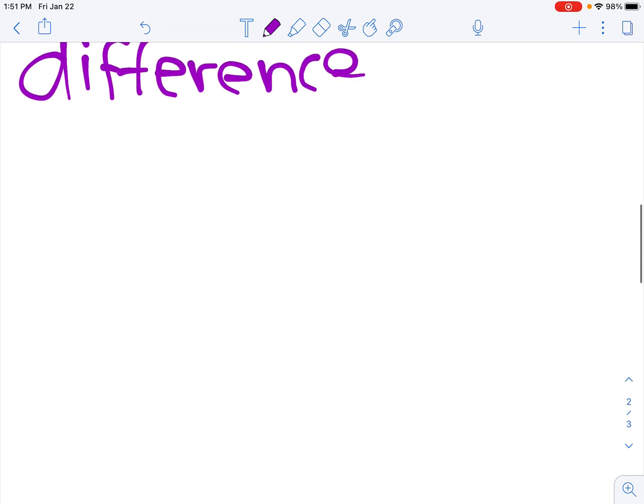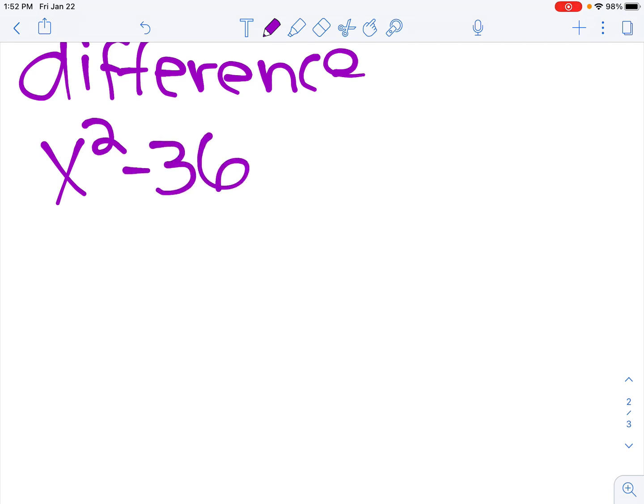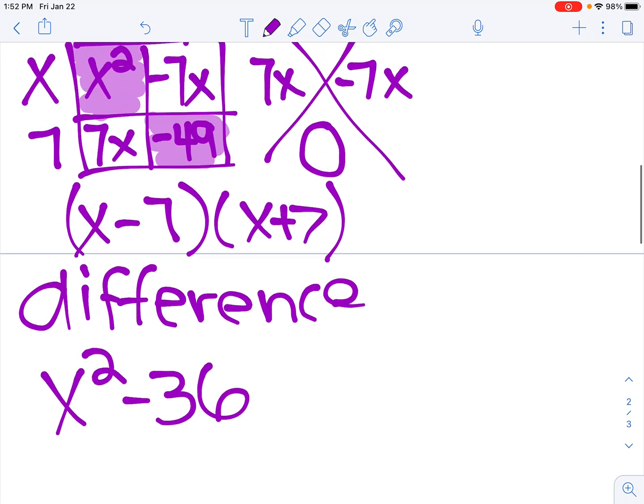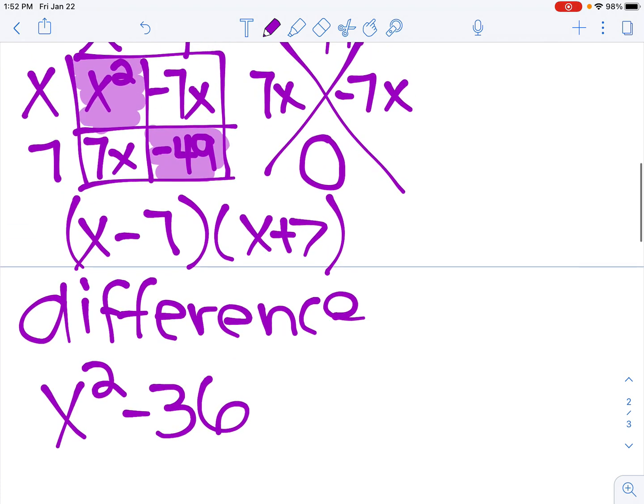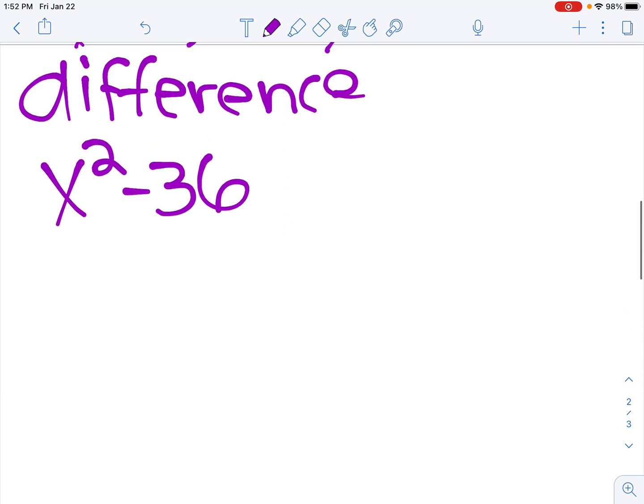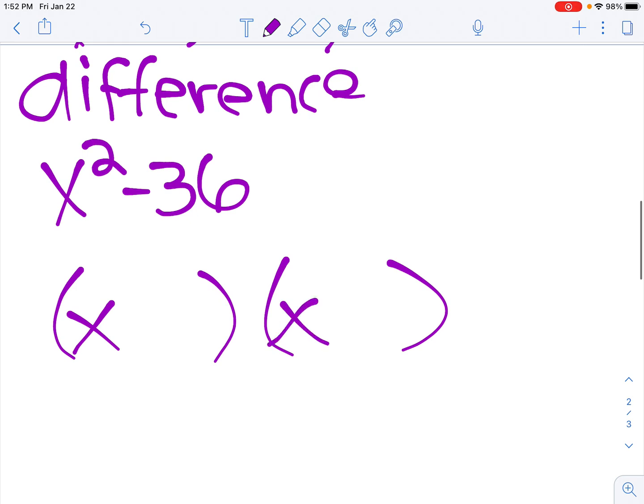The next one that we also highlighted that was like that was letter H, and that's x squared minus 36. So let's look at this one. We had x minus 7 and x plus 7 because they gave me 0 in the middle. So this one is going to be x and x. And then how do I get negative 36? By multiplying negative 6 with positive 6. So it's a difference of squares.